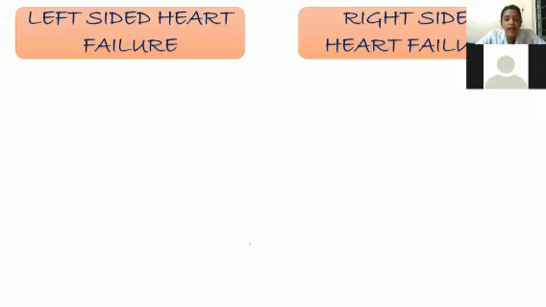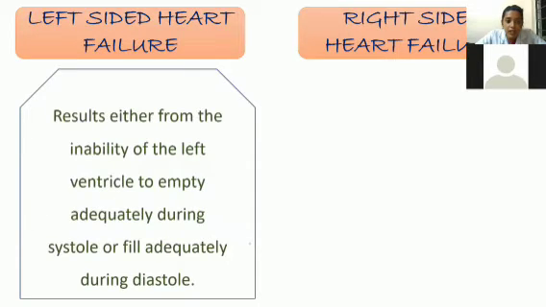Left-sided heart failure and right-sided heart failure are the most common ones. Left-sided heart failure, what will be there? It results either from the inability of the left ventricle to empty adequately during systole or fill adequately during diastole. So the left side will be having a problem, so that the ventricle cannot eject out the blood or cannot fill properly also.